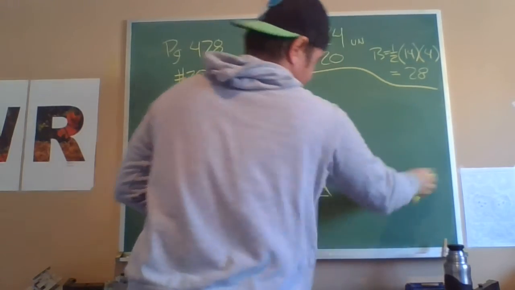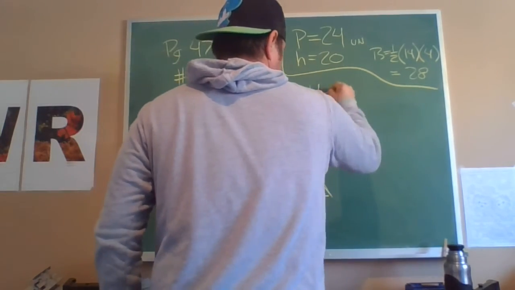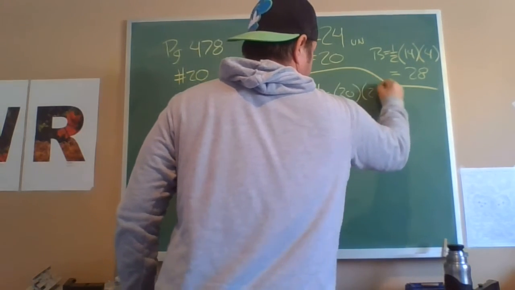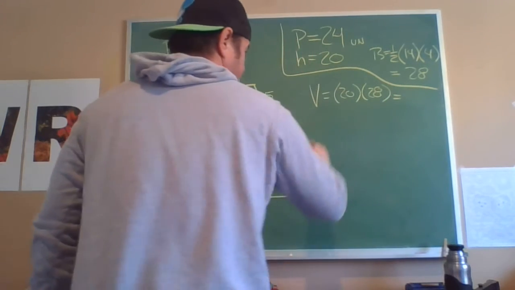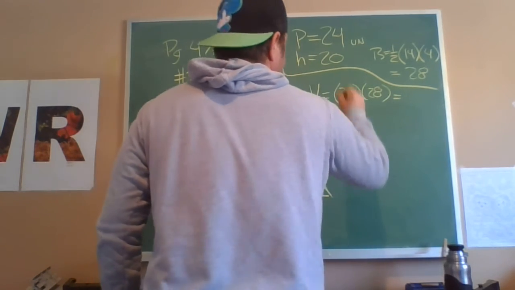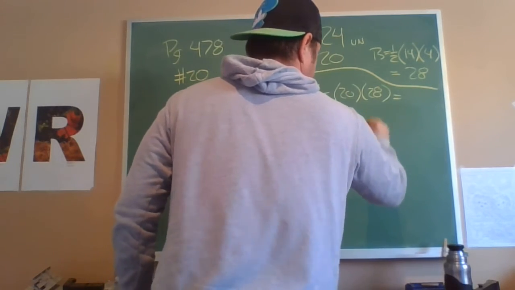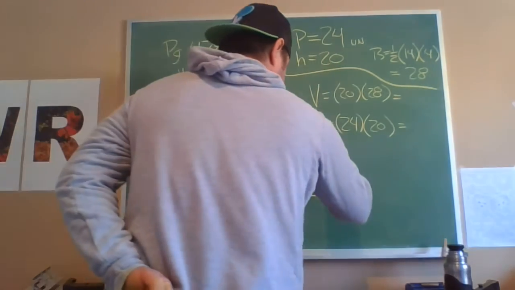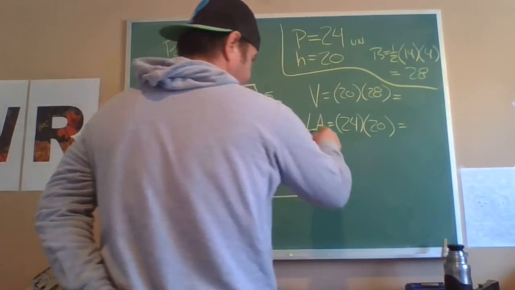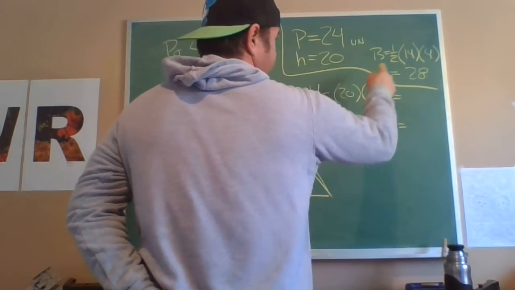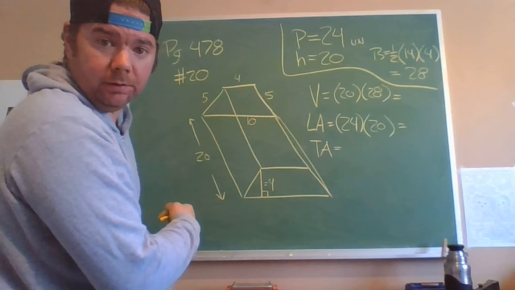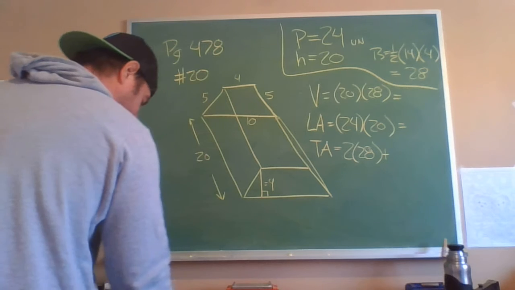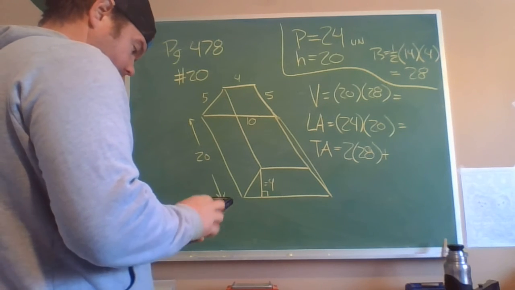So, the final move, volume equals area of the base times the height, which is 20 times 28. The lateral area is the perimeter of the base times the height of the prism, which comes out to that. And the total surface area is going to be whatever this came out to plus 2 bases, right? So it's 2 times 28 plus whatever this one comes out to. Let's just knock those out real quick.